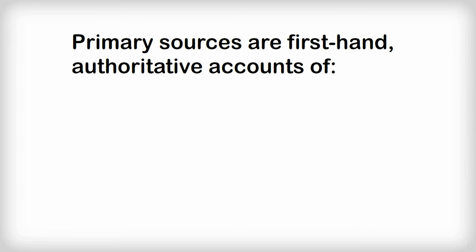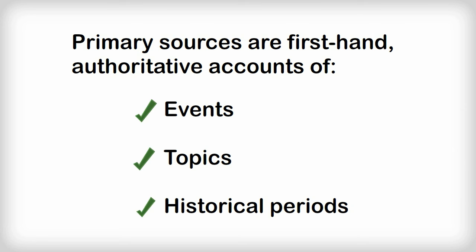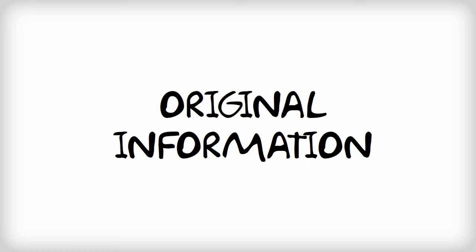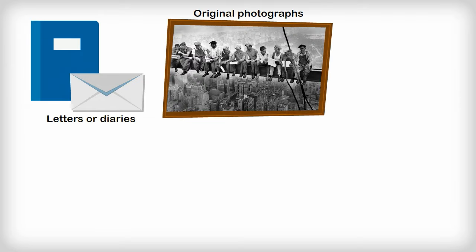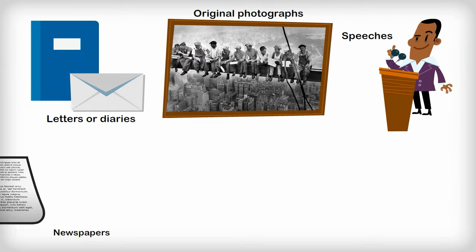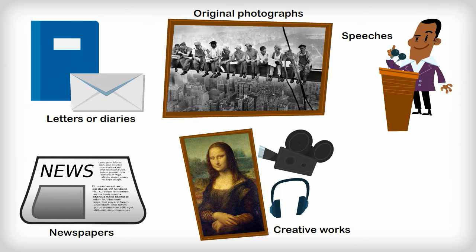Primary sources are first-hand accounts of an event, topic, or historical time period. Anything that contains original information on a topic is considered a primary source. Examples of primary sources include things like letters or personal diaries or journals, original photographs, speeches, newspaper reports, creative works like paintings, plays, and music, and research data or surveys.